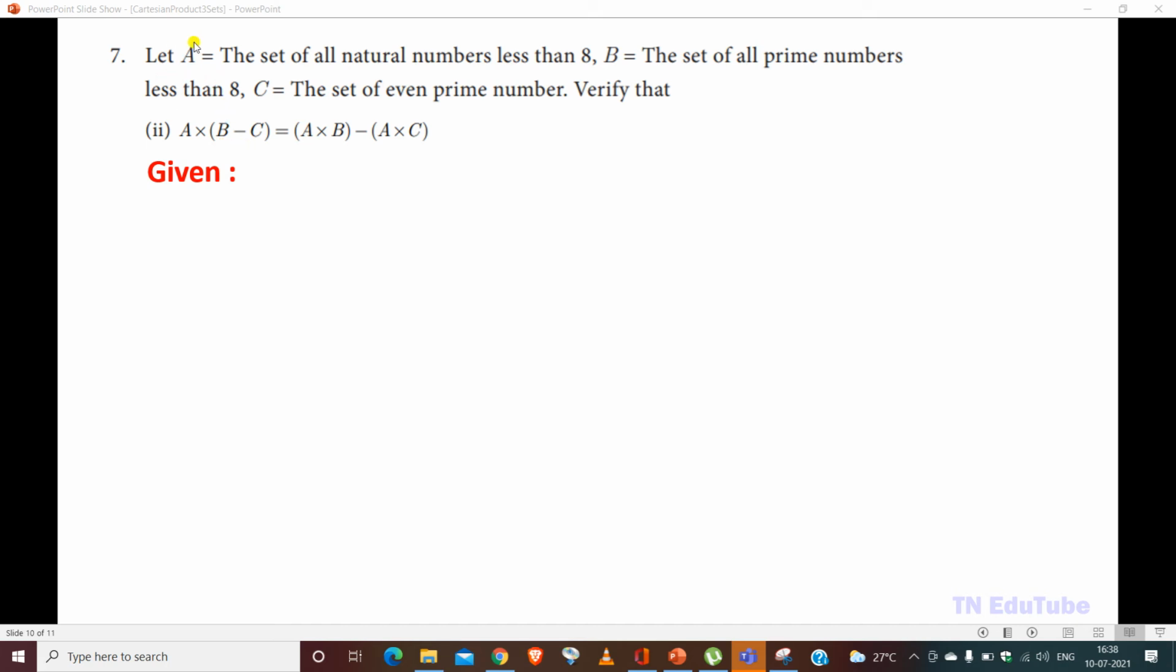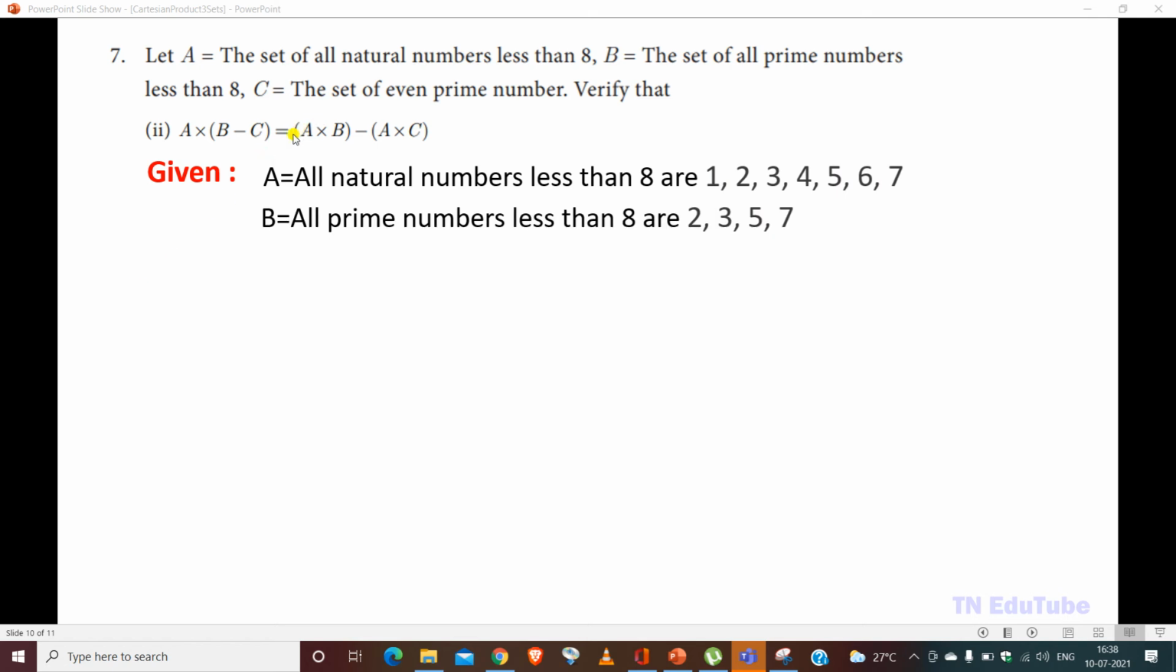Given, we can write the set A equal to all natural numbers less than 8. All natural numbers less than 8 means natural numbers starting from 1. So less than 8 means you get 1, 2, 3, 4, 5, 6, 7, isn't it? Then the B set means all prime numbers less than 8. Prime numbers less than 8 are 2, 3, 5 and 7.